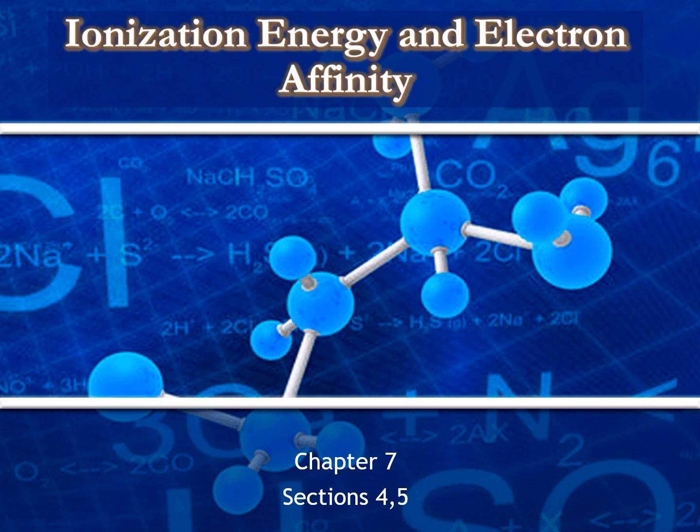Now we want to look at periodic trends in ionization energy and electron affinity. And we're going to define these terms very carefully. They have to do with the energy related to forming ions, either cations or anions. And you can read about this in sections 4 and 5 of chapter 7. We'll start with ionization energy.